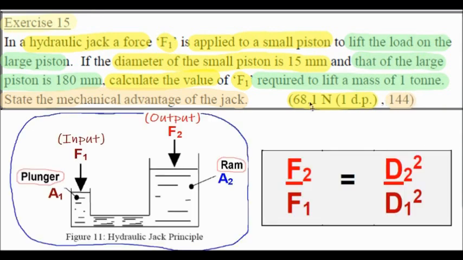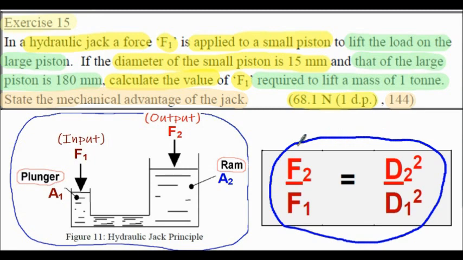I would encourage you to stop the presentation and attempt exercise 15, as we're informed that the input and output have circular sections, and we can use this formula here stating our relationship between the forces and the diameter squared of the plunger and ram. The full work solution is shown on the following slide.